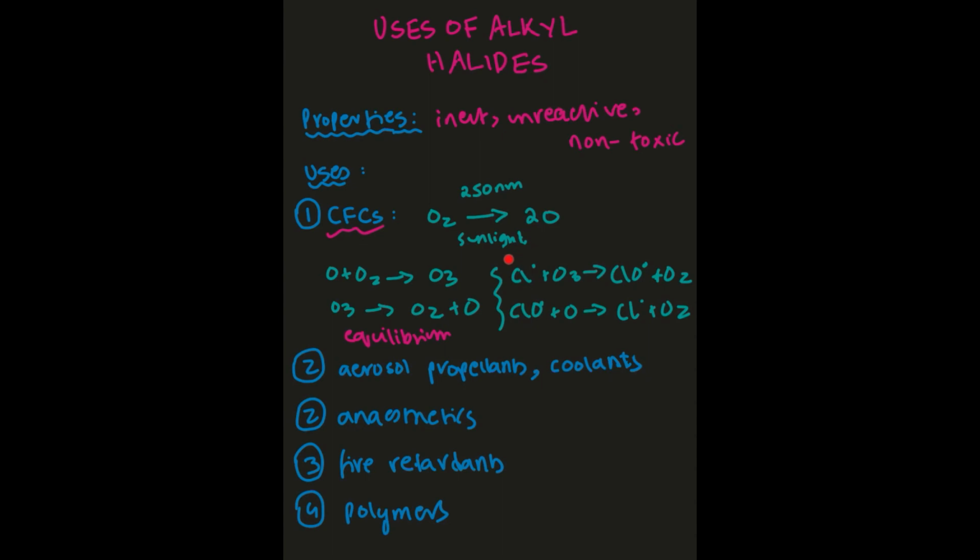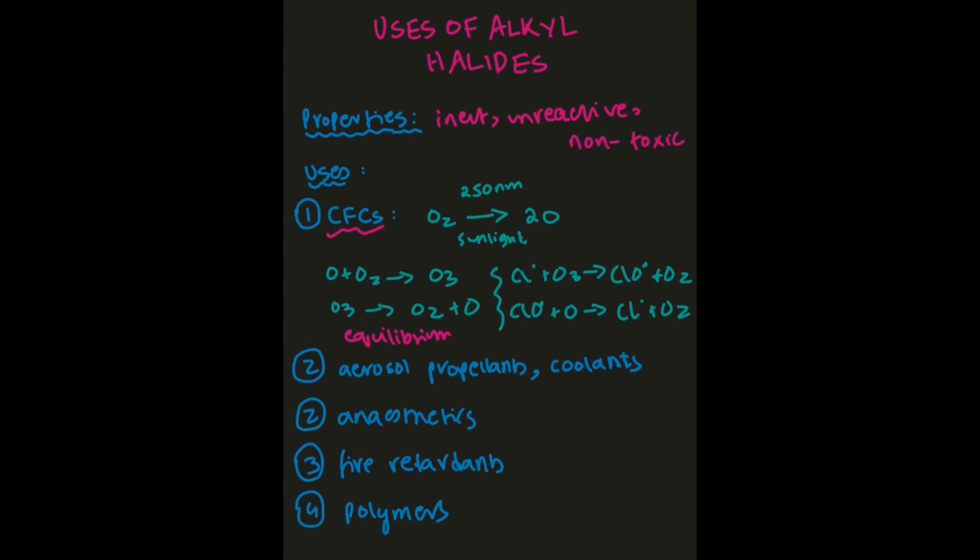However, because of the use of CFCs, radicals like this chlorine radical are going to react with ozone to form more radicals. And these radicals are going to form even more radicals. So this is going to be a chain reaction. And because of this, the ozone layer, which protects us from UV light, is going to deplete. Because of this, CFCs are no longer used anymore, and you have other products which we will be discussing now.